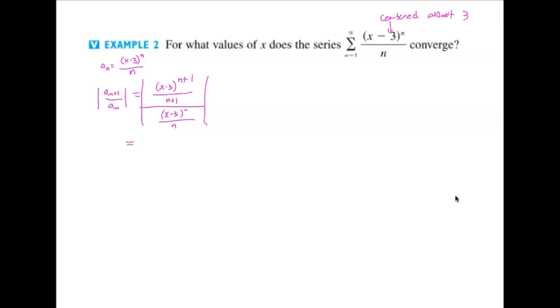All right, so we end up with x minus 3 to the n times x minus 3 over n plus 1. I'm going to flip the denominator and multiply, so times n over x minus 3 to the n. All right, we can cancel the x minus 3 to the n's.